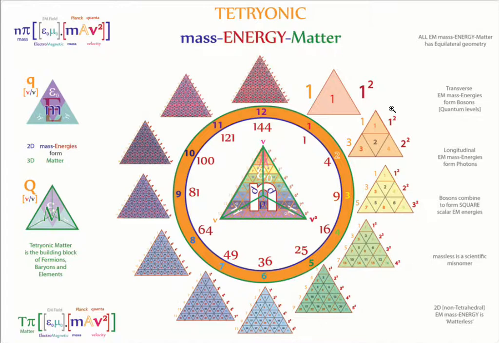The distinct terminology is extremely important in understanding how Tetrionics relates to and disproves special relativity. Of course, throughout Tetrionics you'll see n pi for mass energies and t pi for matter geometries. Of course, the T standing for tetrions, which are 4 n pi geometries of standing waves, as illustrated here.